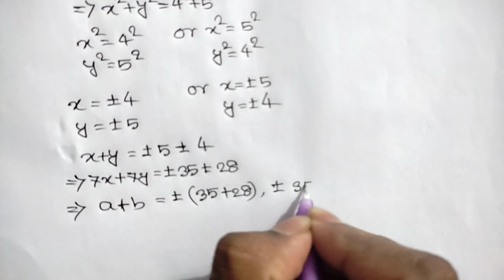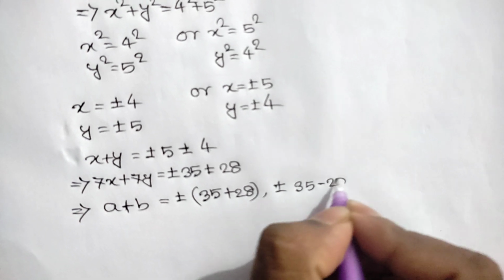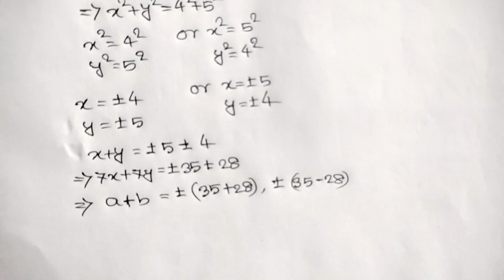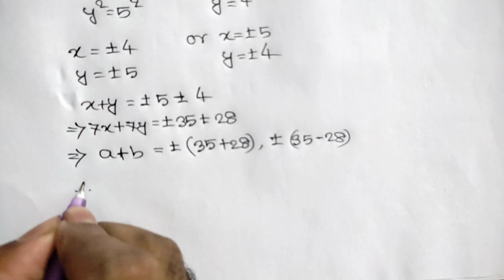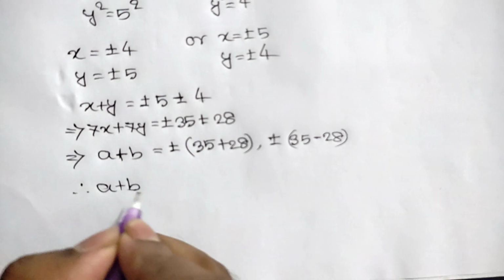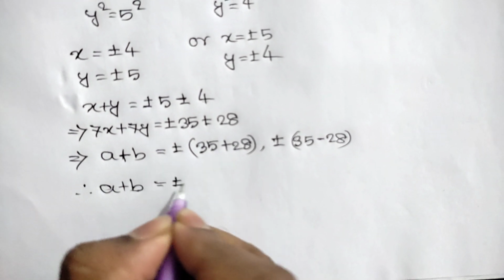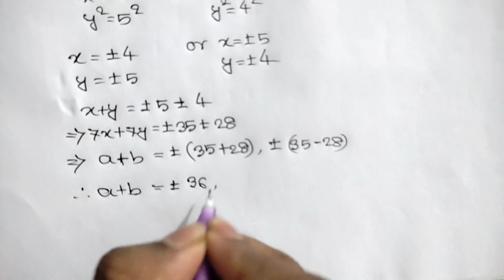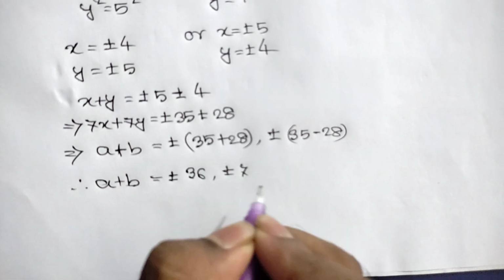35 minus 28. So the value of a plus b is equal to plus or minus 63 or plus or minus 7.